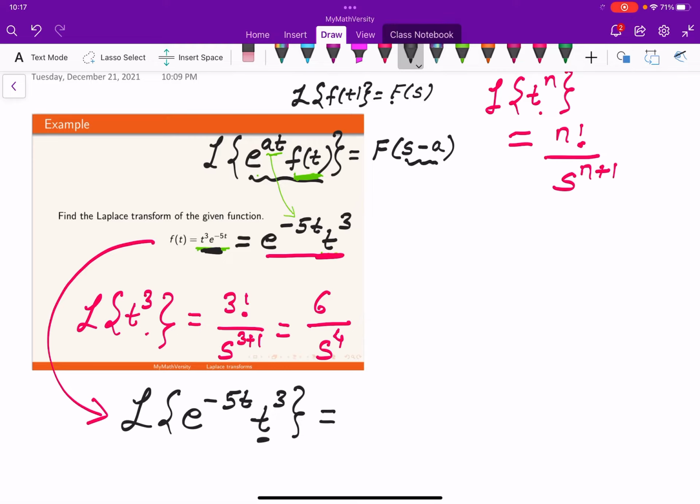Or let's say just translate to a units. So over here a is negative 5, right? If you compare with that one over here, negative 5, so you just need to translate that to the a units, or negative 5 units. So how do you do that?